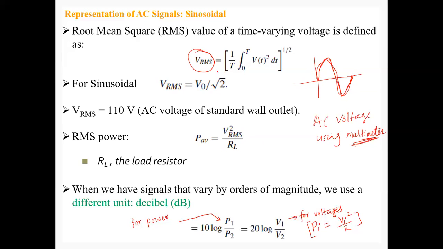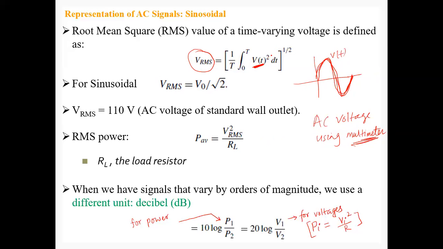What is RMS? RMS is calculated like this. Where V(t) is this guy, it varies with time. This is your V(t). Take V(t) squared, take the integration, the antiderivative of V squared, and divide by T and take the square root. Okay, it's kind of an average, right?